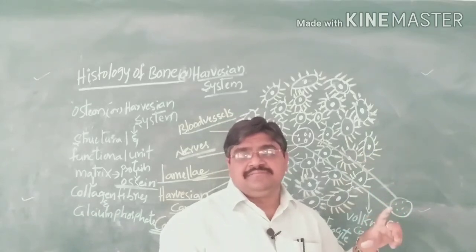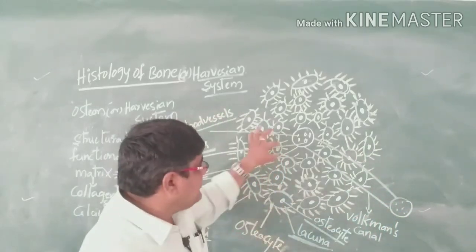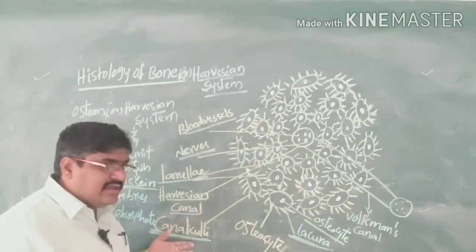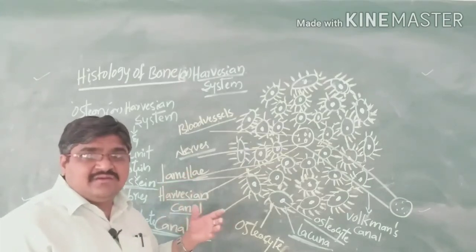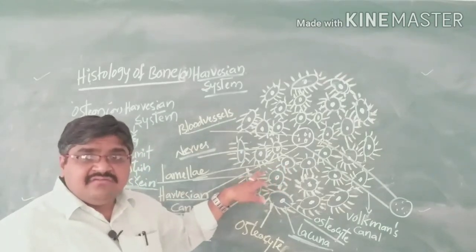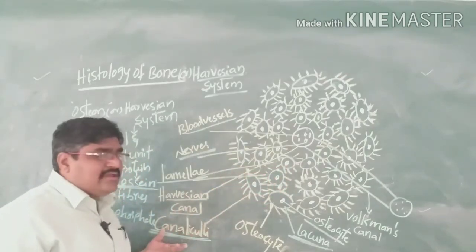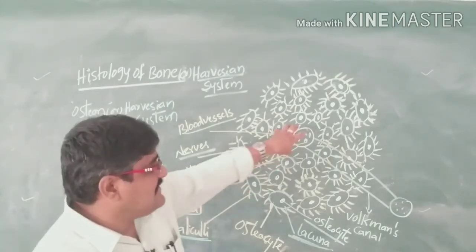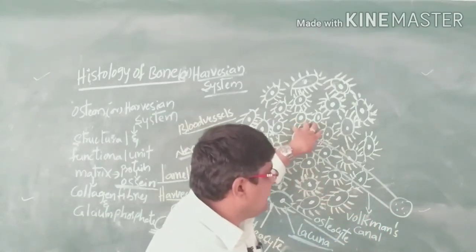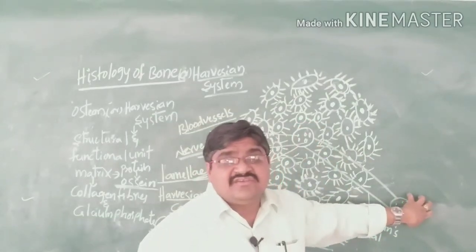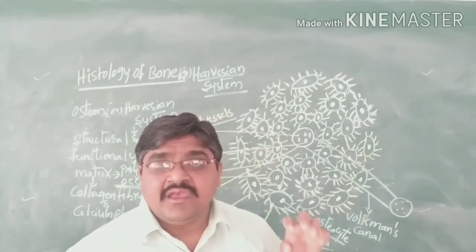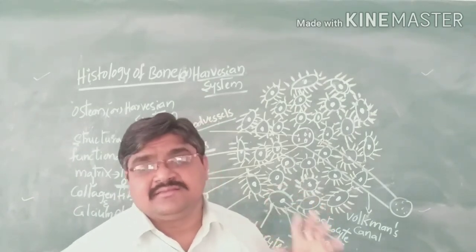It is very important, don't confuse. Within the Haversian system, one concentric ring is connected with the adjacent concentric ring by fine hair-like structures called canaliculi. But one Haversian system is connected with another adjacent Haversian system by canals, and those canals are called Volkmann's canals.